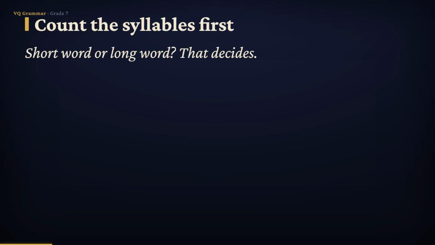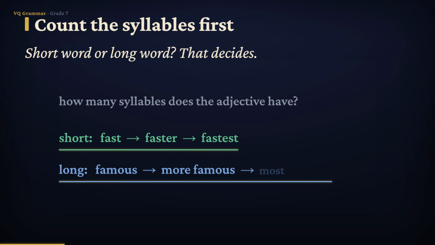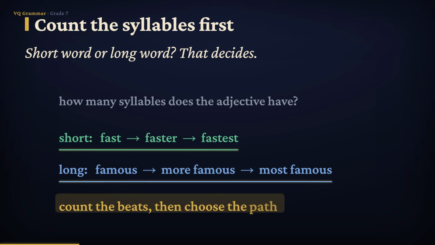So here's the one question that decides everything. How many syllables does the adjective have? Clap it out. A short word like fast has just one beat. Fast. So it takes the endings. Fast, faster, fastest. A longer word like famous has two beats. Famous. So instead of endings, it borrows more and most. Famous, more famous, most famous. Short words add letters. Long words add a helper in front. That single choice, count the beats, then choose the path, is the heart of today's lesson.